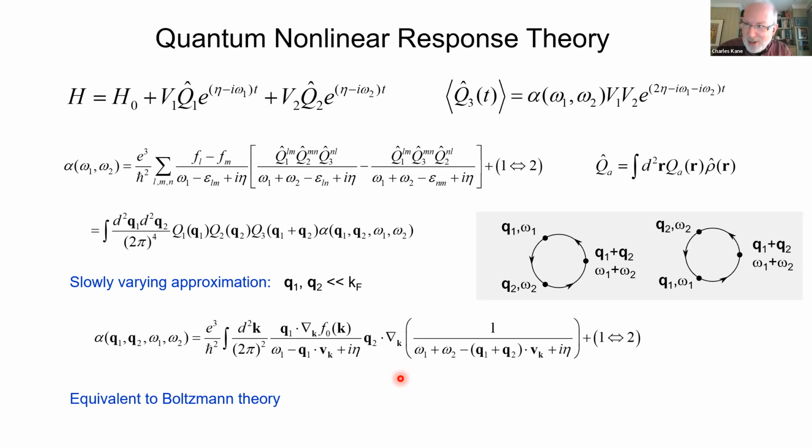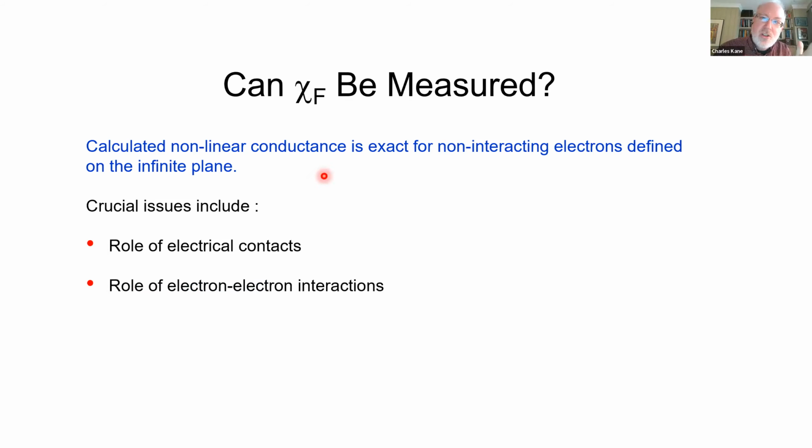Okay. Now, I have this result, okay? And this result, I think, is exact for non-interacting electrons defined on the infinite two-dimensional plane, okay? And so the question that maybe is interesting to ask is whether it's conceivable that this is something that can be measured, okay? And there are issues associated with this. First of all, you don't generally have non-interacting electrons, and you don't generally have an infinite plane. Okay, and so what's the role of electrical contacts, and what's the role of electron-electron interactions? Okay, and so these actually both complicate the matter.